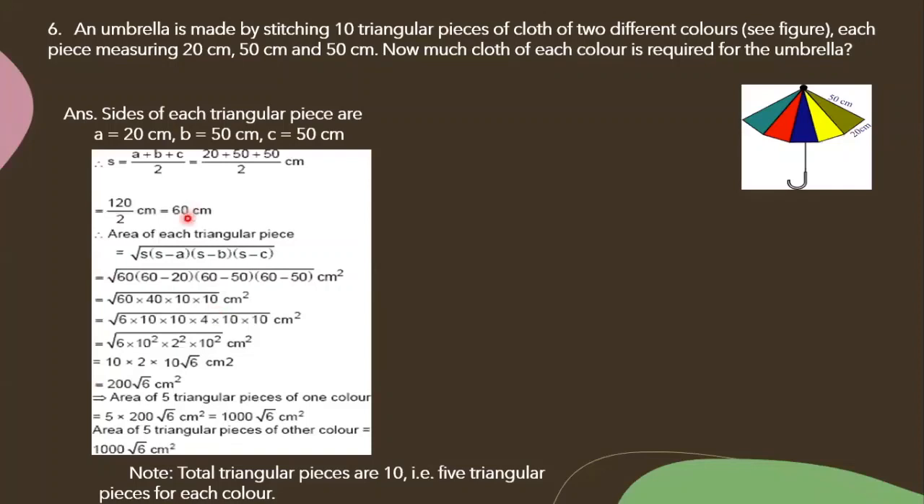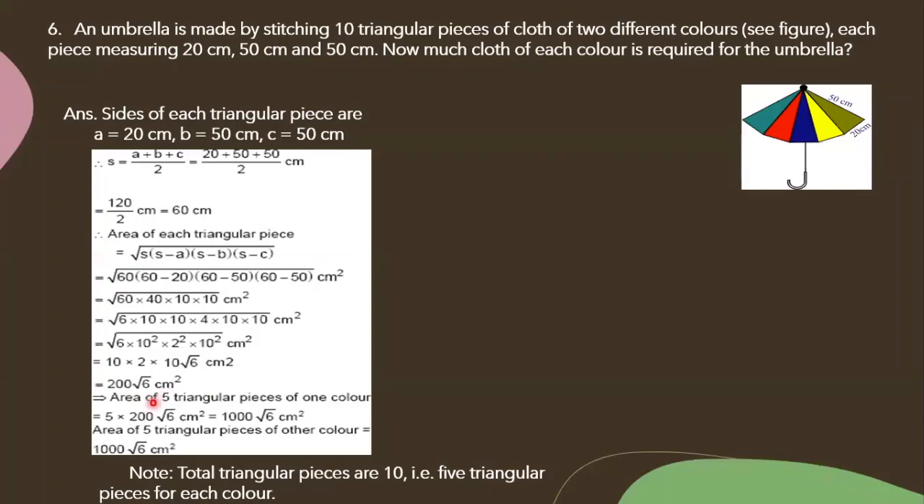Semi-perimeter is 60. 60 into 60 minus 20, 60 minus 50, 60 minus 50. So 60 into 40 into 10 into 10. These 10 into 10, I'll take out 10. Then 40 into 10, 400, that will come as 20. So 200 root 6. So one triangular piece of cloth's area is 200 root 6.